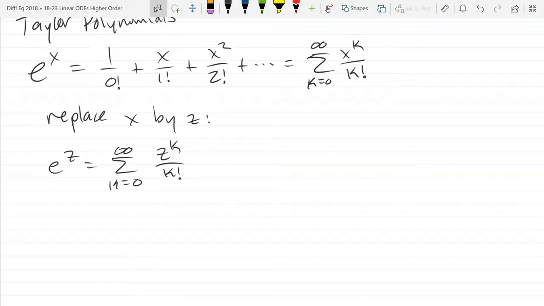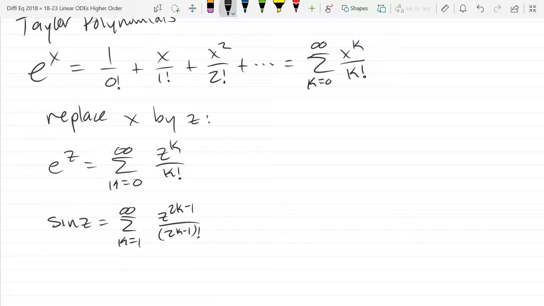All right, so I'm just going to write down the sine and cosine. And I'm writing it with z's, but this should be read out of your calculus book. Sine is the sum from k equals 1 to infinity of z to the 2k minus 1 over (2k minus 1) factorial, with negative 1 to the k minus 1. And then cos z starts at 0. Basically the even analog of sine.